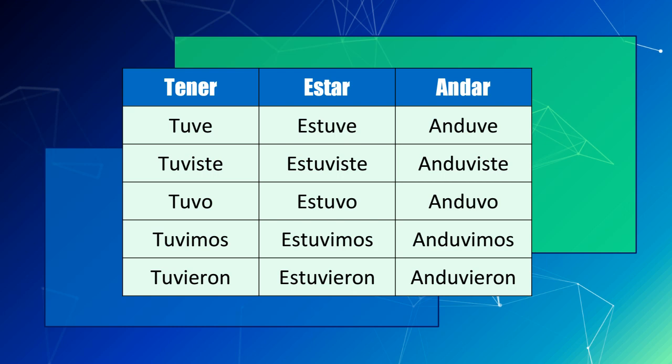As I read over the conjugations for these verbs, make sure that you're copying them so that you can practice them, or try to say them out loud as well to practice them. So the verb tener gets conjugated like this: tuve, tuviste, tuvo, tuvimos, and tuvieron. For estar, estuve, estuviste, estuvo, estuvimos, estuvieron. And andar, anduve, anduviste, anduvo, anduvimos, anduvieron.